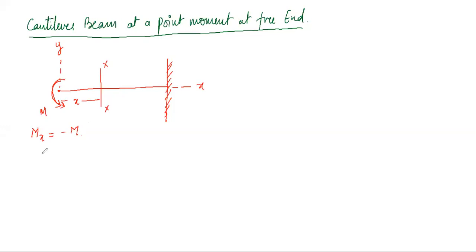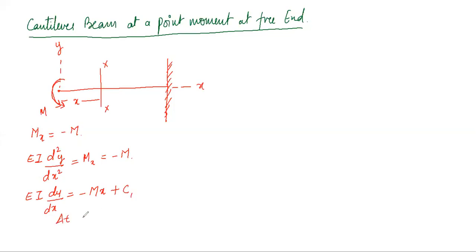Based on this, we know the differential equation of the deflection curve, that is EI d square y upon dx square is equal to Mx, which is also to be written as minus M. Let's integrate it. Once we integrate, we will get EI dy by dx is equal to minus Mx plus C1, right?